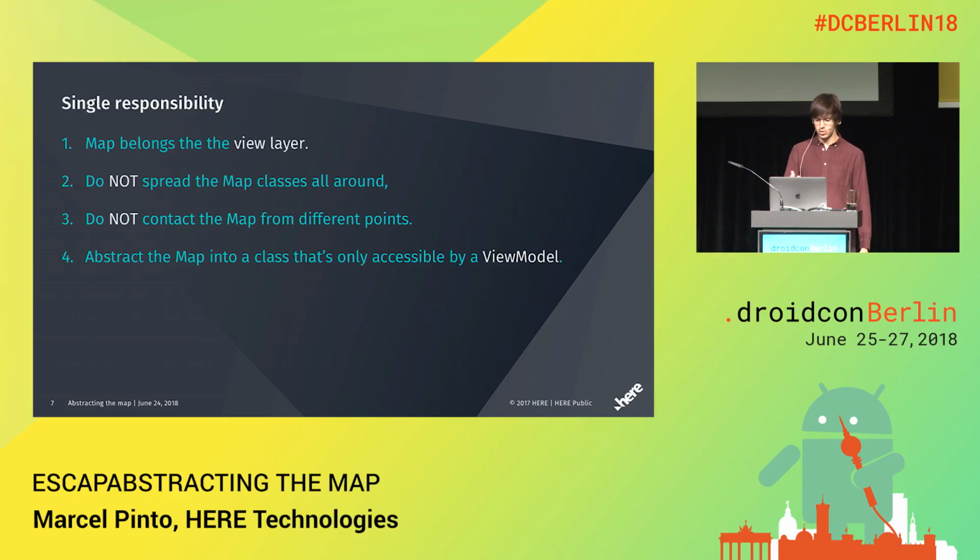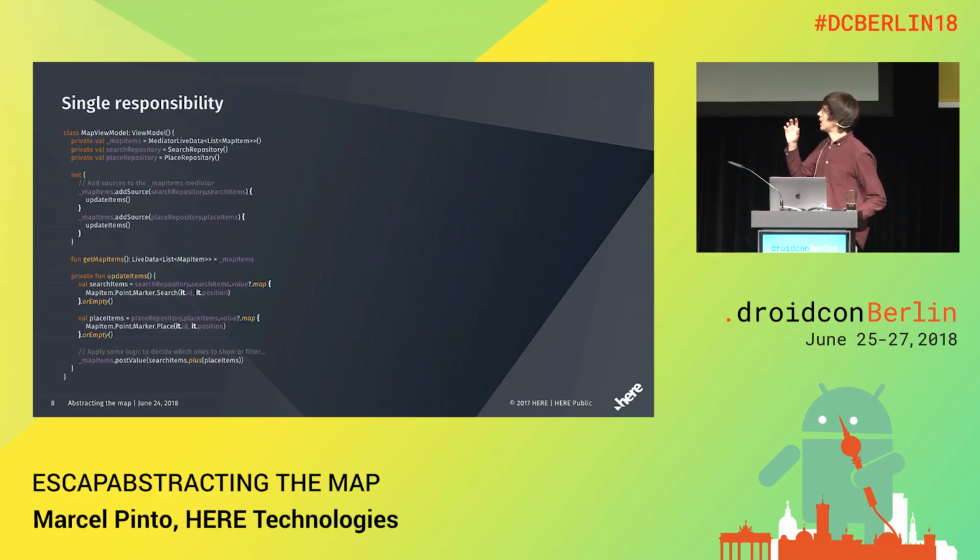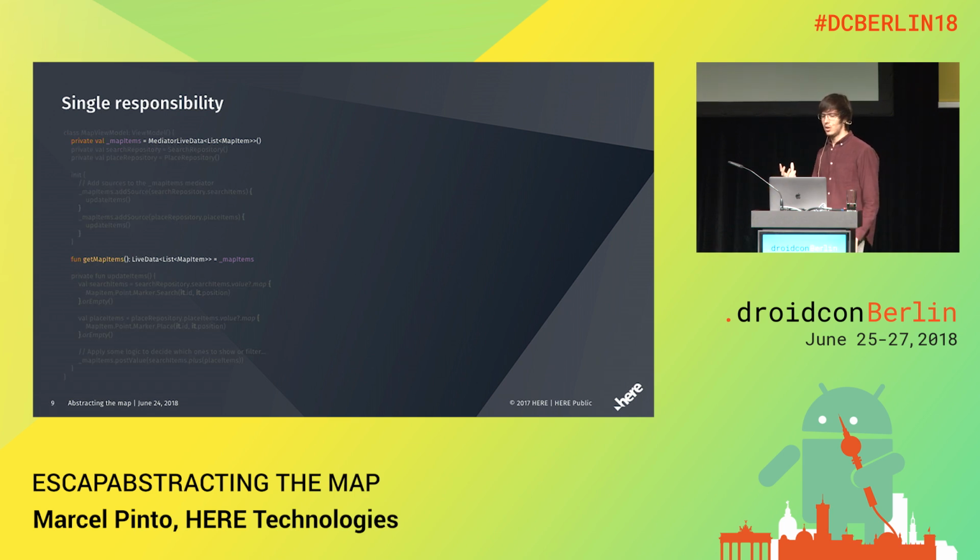In general, you just need to abstract the map in a way that is only accessible from either your presenter or your view model. So let's go back to our example. In this case, what I did is put it into a view model from the Android architecture components. First of all, this view model only gives live data of a list of map items. This is the single truth. This is what the map needs. It needs to know what to render, and this is what is giving it.